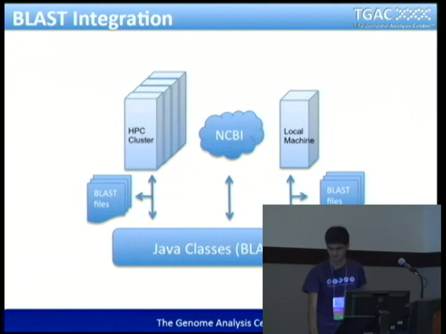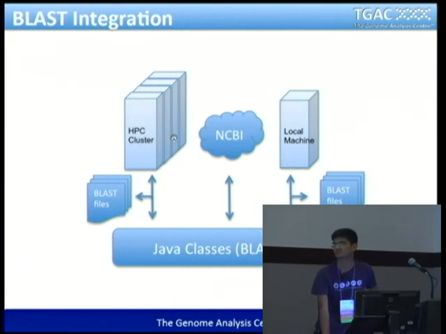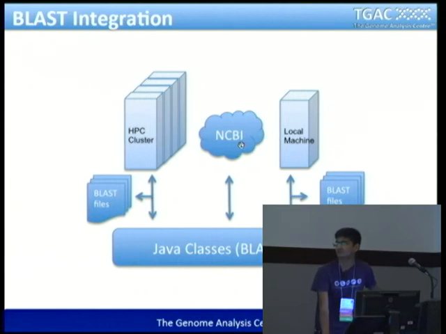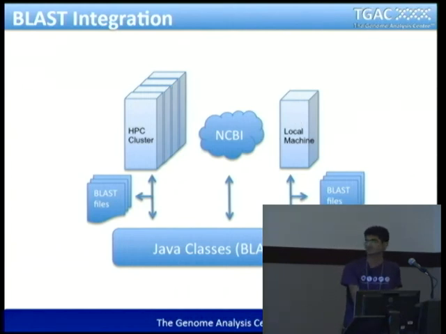You have three options, and you can choose any of them when you set up the browser. If you have an HPC cluster, like we have at TGAC, you can run blast on the HPC cluster, or you can run blast on NCBI, or on local machines. NCBI and local machines can be slow, but when you have a cluster, any blast can be done within 5 or 10 seconds, and you get results very quickly.